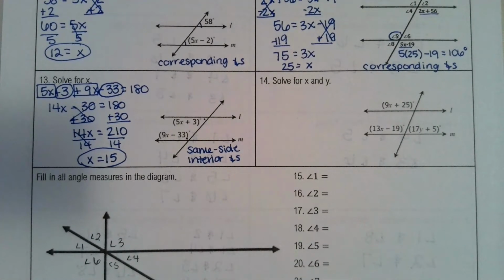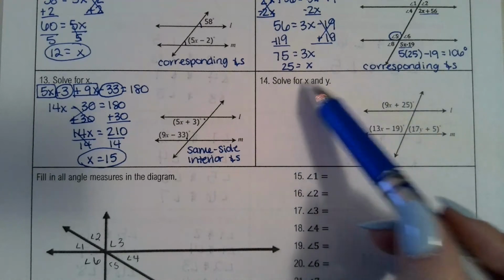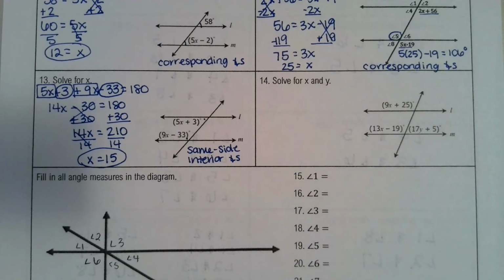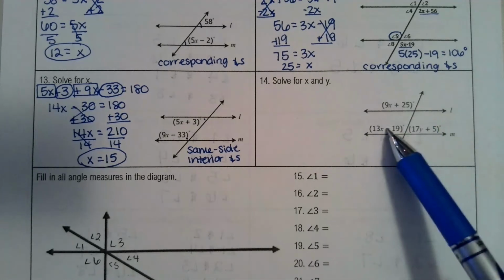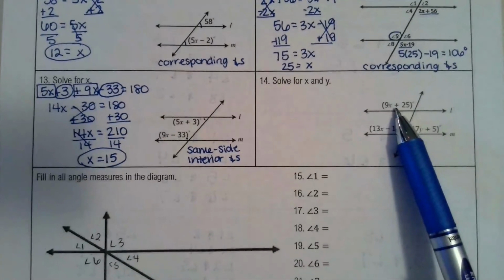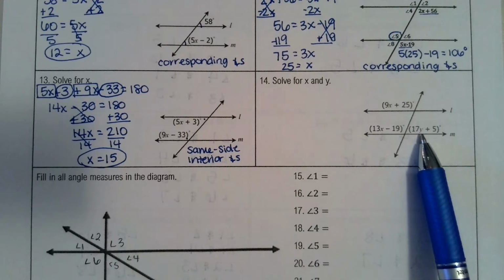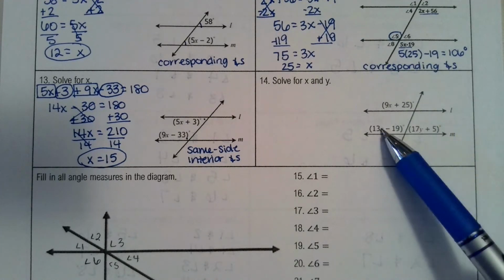All right, this next one has 2 steps. We have 3 angles that are marked. We need to solve for x and y. If I look at my 3 expressions, I notice that the one on top here, 9x plus 25, has an x value, and this next one below it, 13x minus 19, also has an x value. Only one of my expressions has a y value. So I need to start with these two that have x, and I'm going to solve for x first.